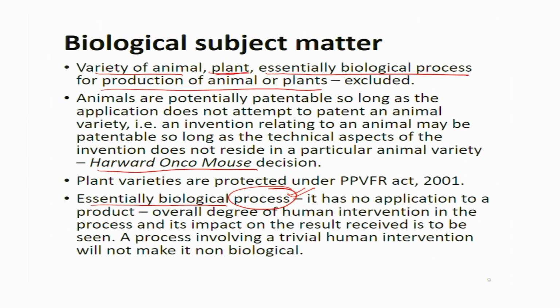So an essentially biological process may not be patented, but the product of that essentially biological process can very much be patented. So offsprings of an onco mouse containing the same oncogene are also included within the patent granted to the Harvard onco mouse. It is possible, and it will not be excluded on the ground that it is a result of an essentially biological process. Why? Because the exclusion of essentially biological process is limited to the process itself.